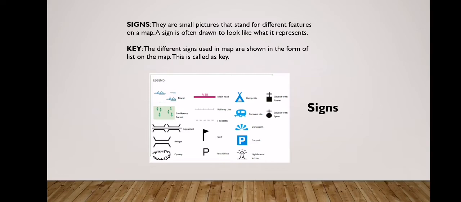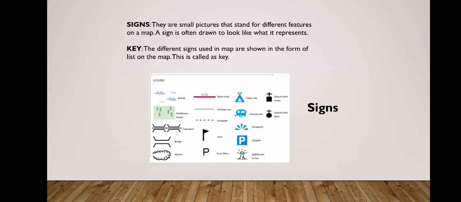Next element is key. A key is usually shown in the form of a list or box at the bottom left or right of a map. And the different signs used in a map are shown in it. You can see the image in this page. The box is the key, also known as the legend, and it carries and shows you all the signs that you can see or use in a map.